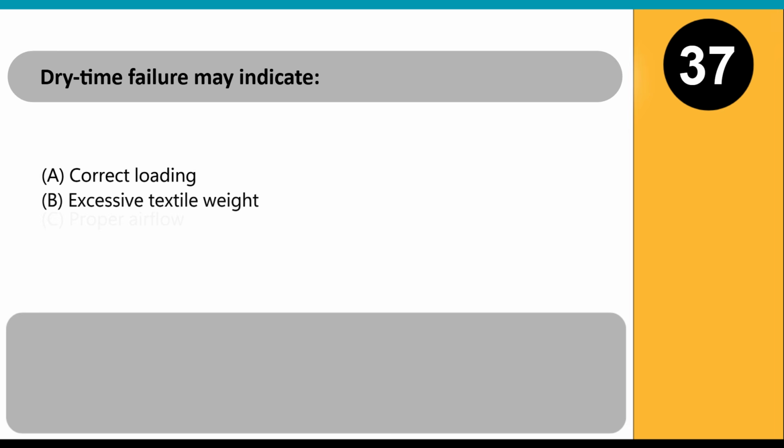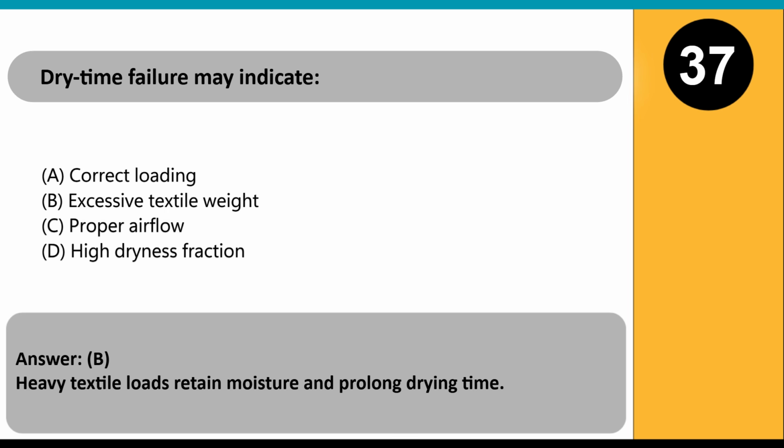Dry time failure may indicate A. Correct loading. B. Excessive textile weight. C. Proper airflow. D. High dryness fraction. Answer: B. Heavy textile loads retain moisture and prolong drying time.